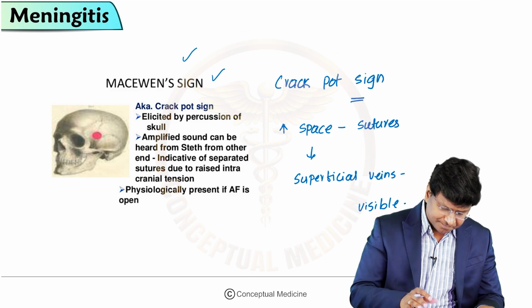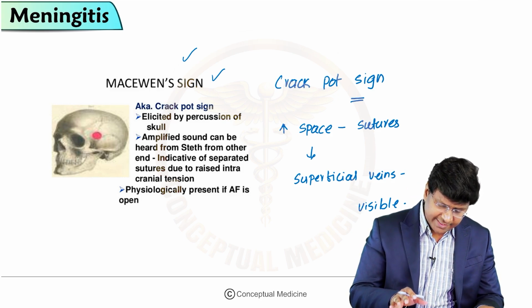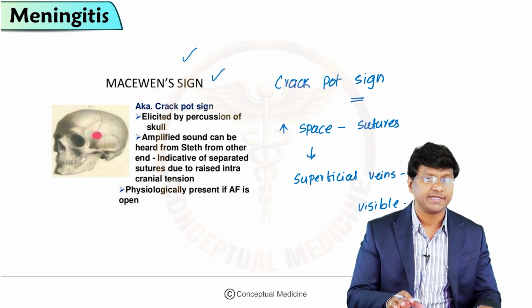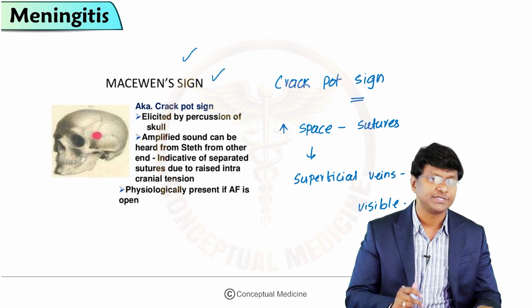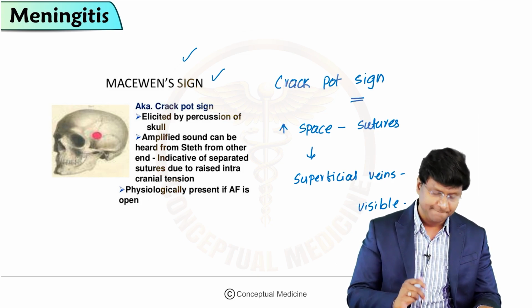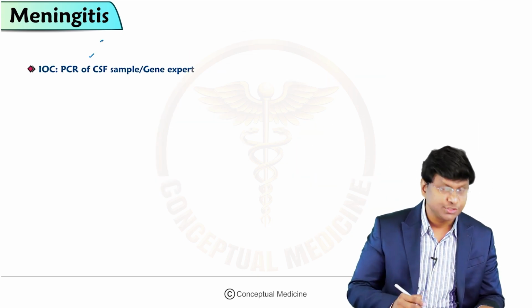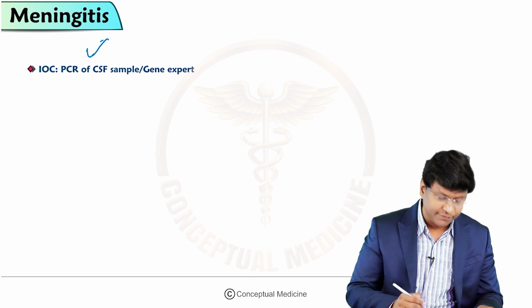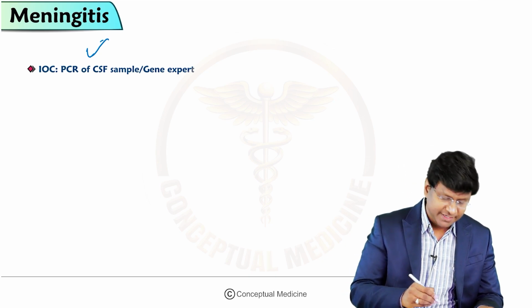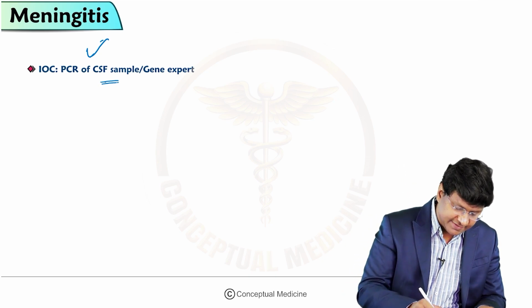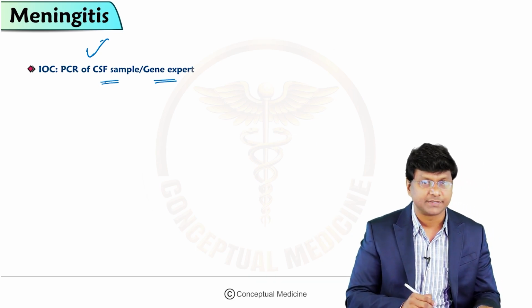This Macewen sign is a characteristic feature particularly of tubercular meningitis, but it can be seen in other forms of meningitis where you have the complication of hydrocephalus. Next, what will be the investigation of choice? The investigation of choice is the polymerase chain reaction of the CSF sample, or the GeneXpert.